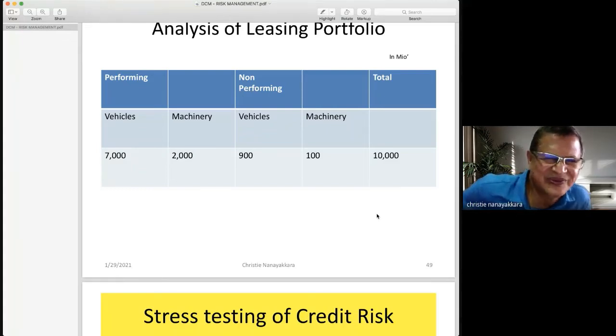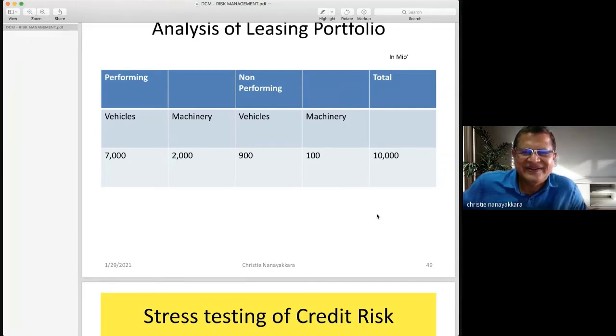So this is how you analyze certain portfolios. We analyze leasing, we analyze bonding, we analyze the overdraft. That's how we really do it. You can apply this to your loan portfolio, to any product type.